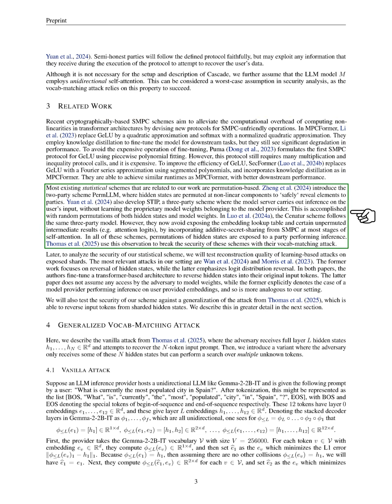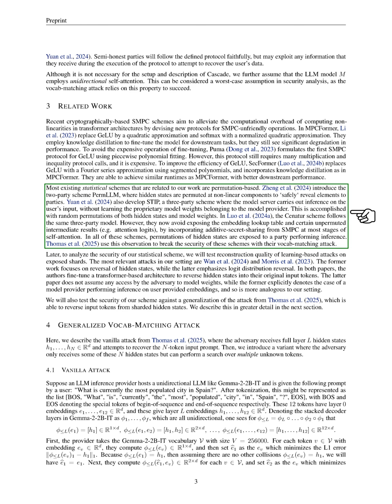Most related statistical methods we encounter are based on permutations. For example, the two-party scheme PermLLM permutes hidden states at nonlinear components to safely disclose elements to the involved parties. Additionally, STIP, a three-party scheme, allows the model server to perform inference on user inputs without accessing the proprietary model weights, using random permutations of both hidden states and model weights.